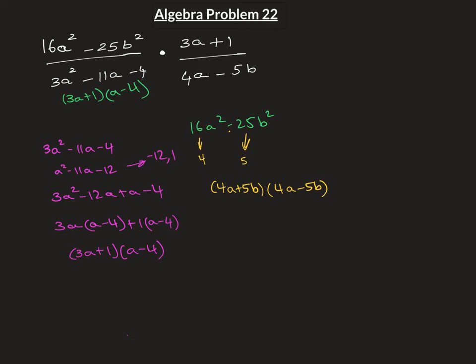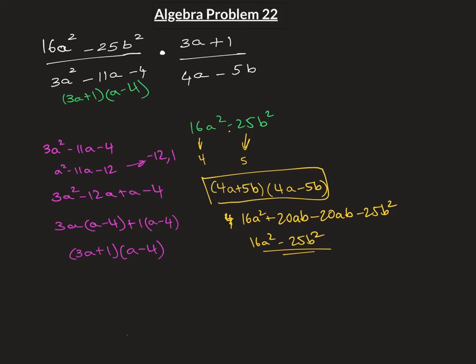So what this does is, let's simplify this. So 4a times 4a becomes 16a squared, plus 20ab, and then minus 20ab, and 5b times minus 5b is minus 25b squared. And this will cancel out. So the 20ab cancels out, leaving minus 25b squared. And this is the original one. So this can be broken down into this. So now this will become 4a plus 5b times 4a minus 5b. I forgot the b.